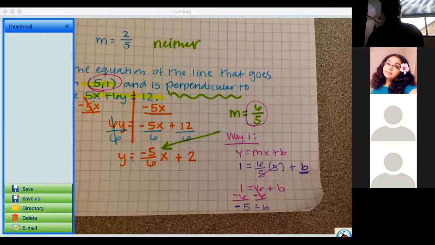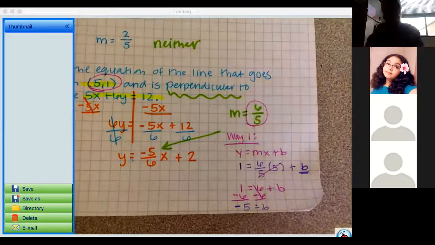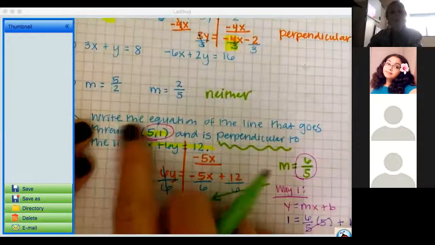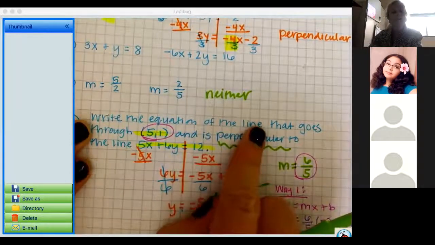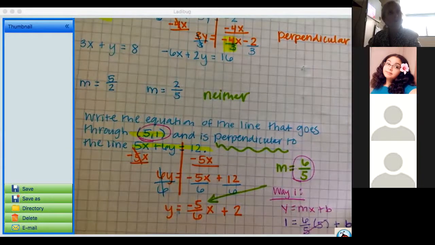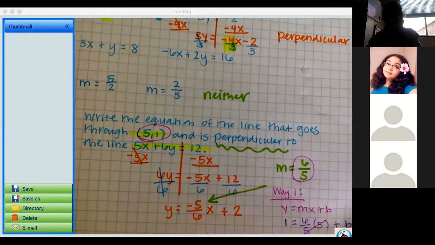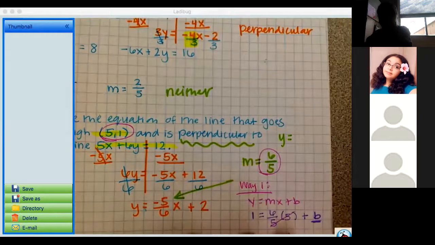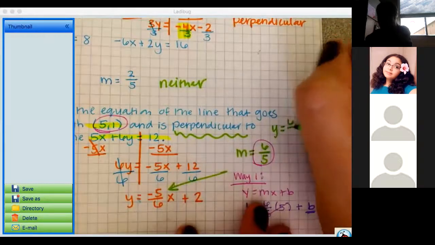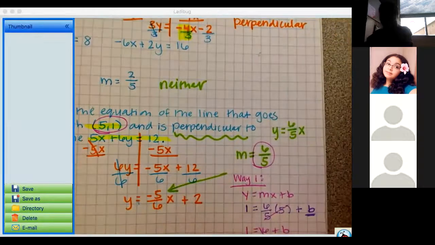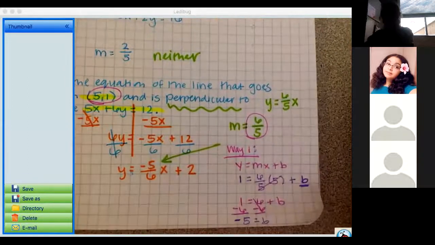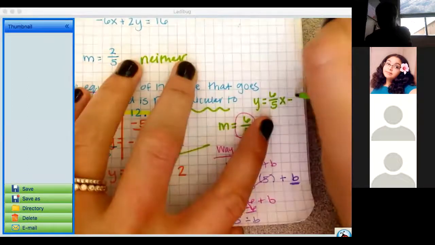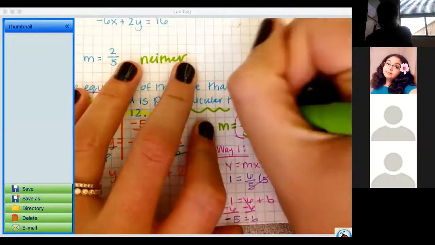I'm going to reword it. Write the equation of the line. What's our formula for an equation of a line? Y equals what? M, what's the M? 6/5. Mx plus, what's the b? What did we just find the b was? -5. This is your answer.